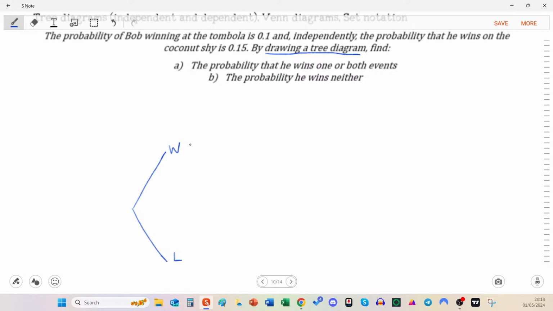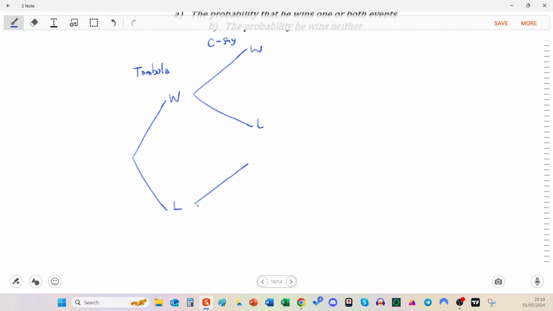If he wins at the first one, which is tombola, and we're going to put this here to remind ourselves, then you can still win or lose. Why do I think fail is a better letter? I'm going to go with L still. At the second event, which is the coconut shy. Space, perfect space, eh? These do require quite a bit of space.